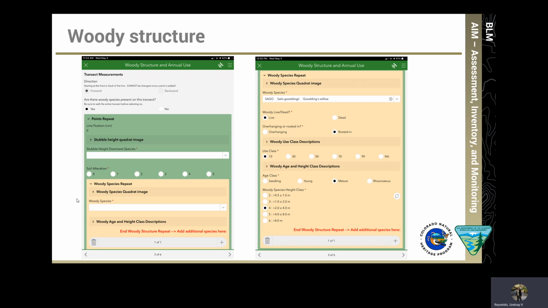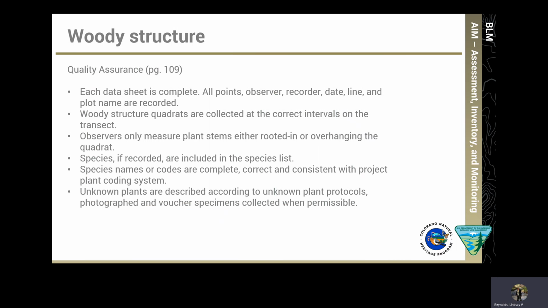Here's an example of what the electronic data capture looks like in the Survey123 app. So you can see it prompts you to record each item for each individual in a given quadrat. And to make sure that we have quality data, please make sure you look at this checklist each time you're collecting WoodyStructure data, and following the data collection to make sure that each data sheet is complete.